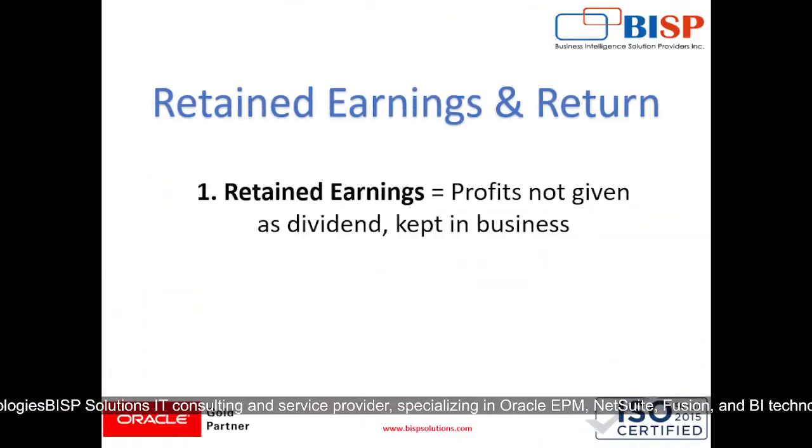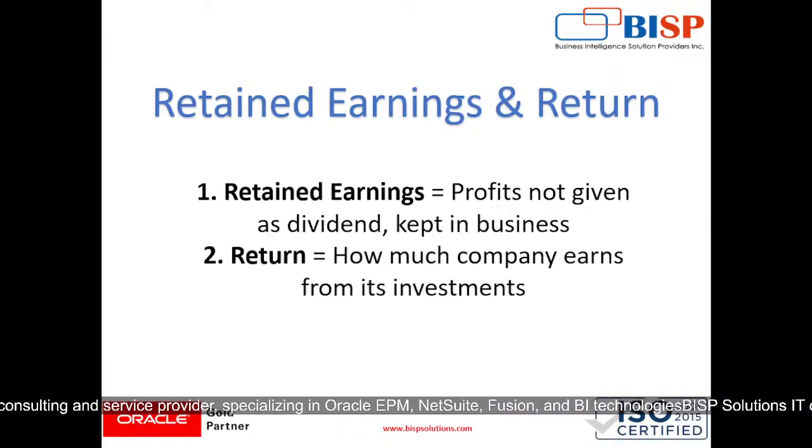Then comes retained earnings and return, where retained earnings are profits not given as dividends, kept in the business for self-sustained growth rate. What I explained in my previous session about the self-sustained growth rate: they use their profits, the money left with them, so that they can grow without taking any debt, right? And return is how much the company earns from its investments.